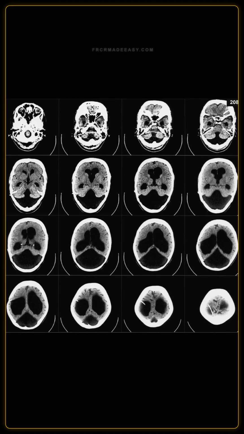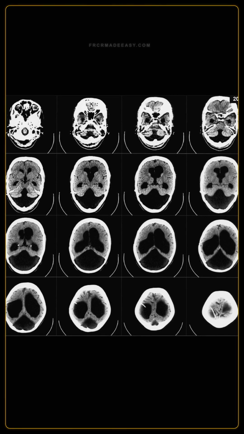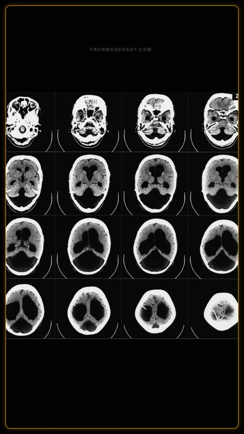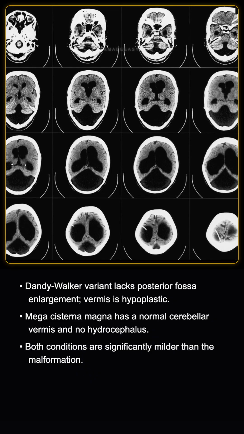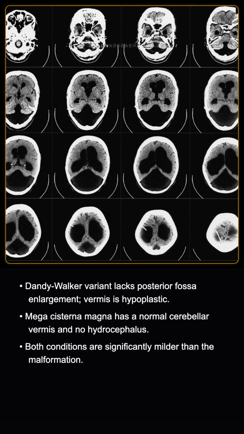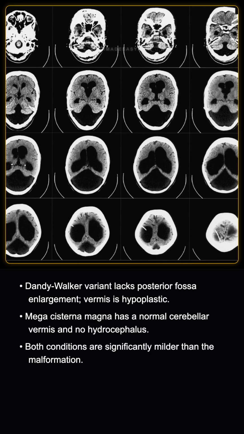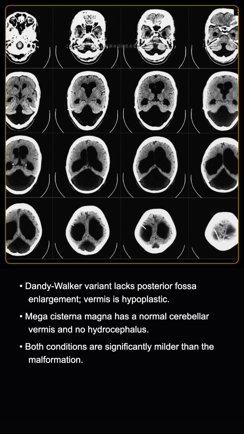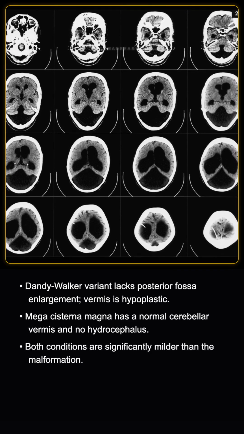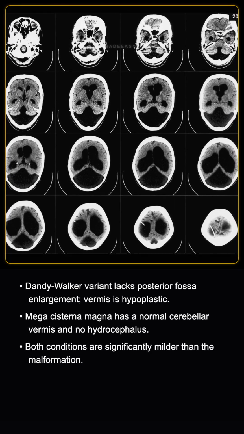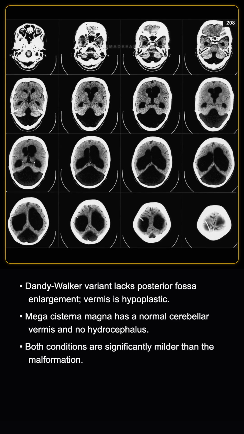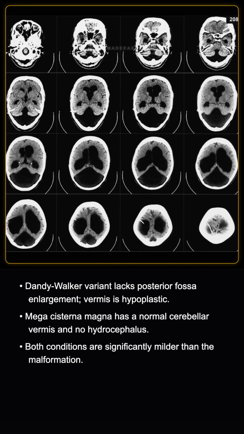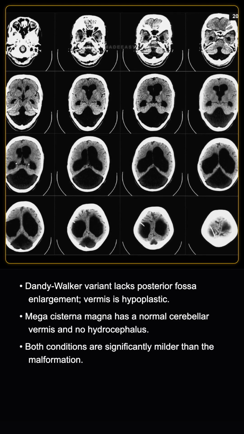How would you differentiate a Dandy Walker malformation from a Dandy Walker variant and a megacisterna magna? The Dandy Walker variant is a milder form that does not feature enlargement of the posterior fossa or elevation of the tentorium. In the variant, the posterior fossa cyst is smaller, and the cerebellar vermis is hypoplastic rather than completely absent. On the other hand, a megacisterna magna is simply an enlarged cisterna magna that communicates with the subarachnoid space.